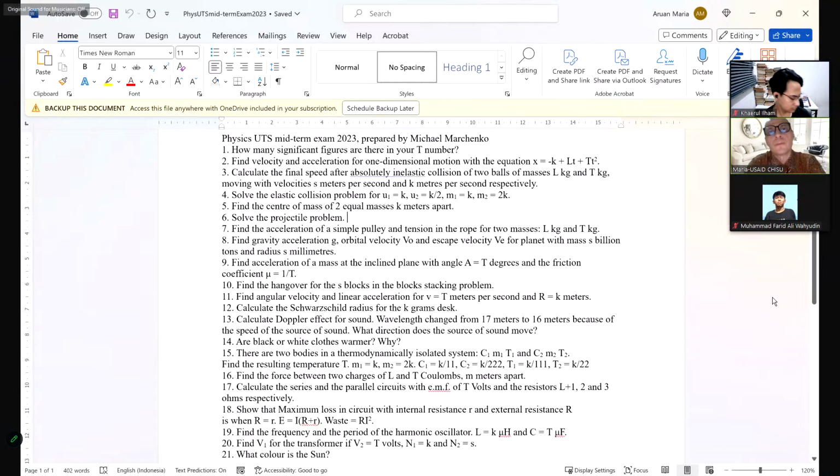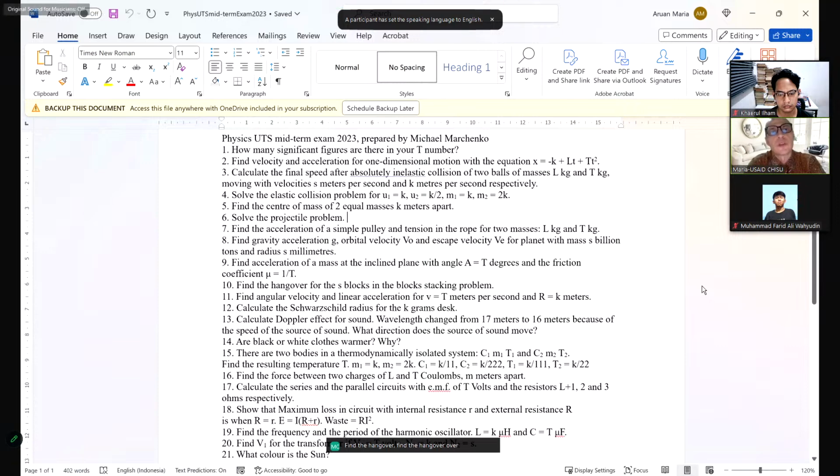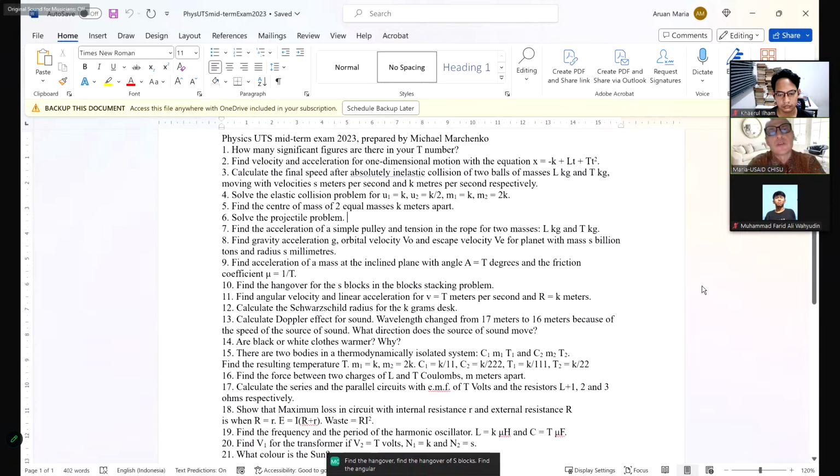Find the acceleration of a simple pulley. Find gravity, acceleration, orbital velocity, and escape velocity. Find acceleration of a mass at the inclined plane. Find the overhang of S blocks. Find angular velocity and linear acceleration. Calculate Schwarzschild radius. Calculate Doppler effect.